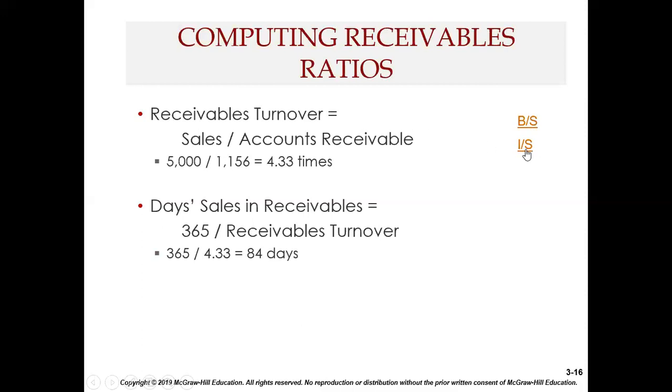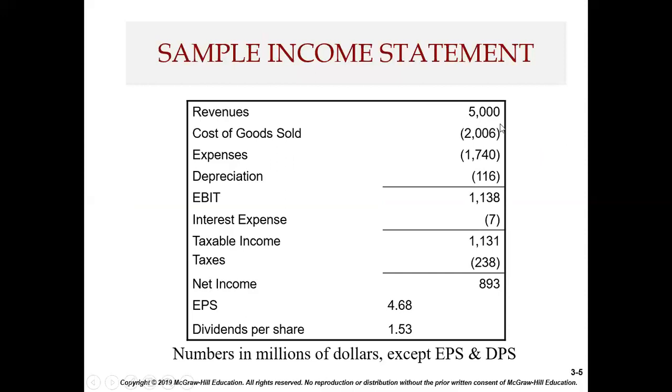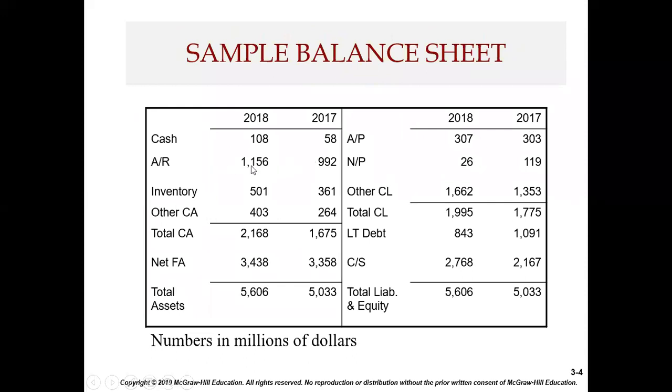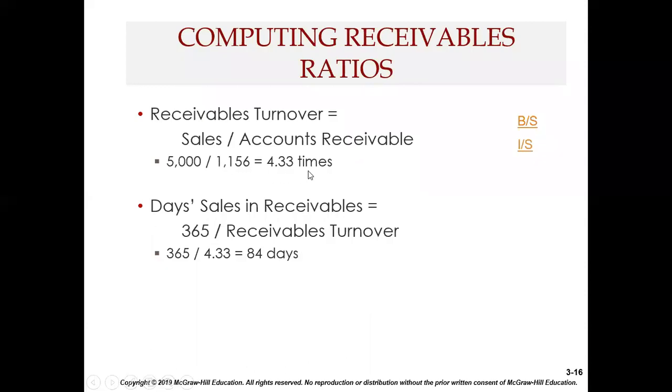So let's go ahead on over. Income statement, 5,000 in revenue. And then our balance sheet, accounts receivable, 1,156. So when we divide the sales by the accounts receivable balance, now we're getting 4.33 times. That's telling us how many times on average we collect our accounts receivable balance for this year. 4.33 times. So we'll compare that to our benchmarks in our industry.